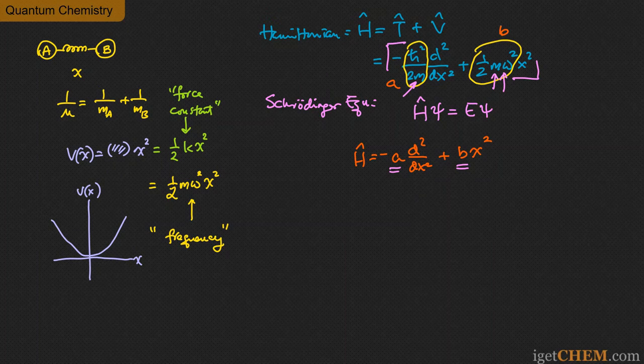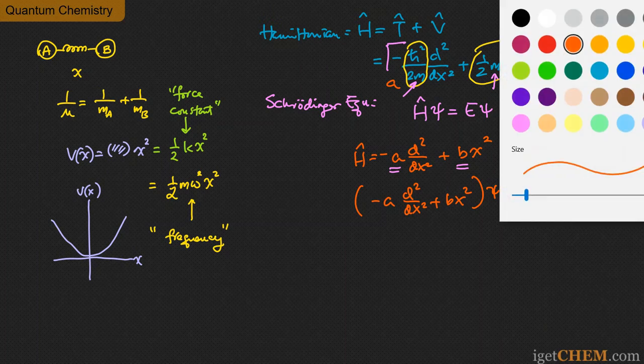And so the equation that we have to solve is minus A d squared dx squared plus B x squared equals some eigenvalue multiplied by psi. Well, actually, this is just H, so let me just write that down here. So this operated on psi of x should come out to be some constant times psi of x. So this is the equation that we need to solve. So let me just circle that.